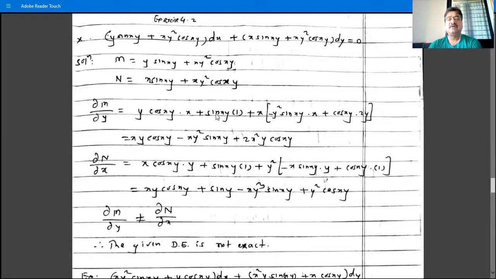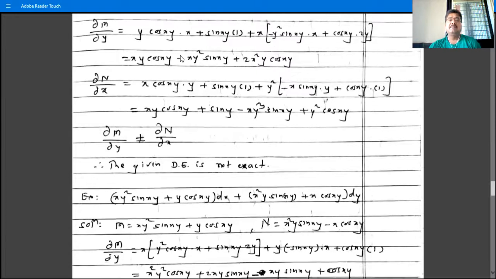The derivative of y is 1 with respect to y, plus this x is now a constant quantity, and y square into cos(xy), the derivative by using u into v but in bracket. So y square, and the derivative of cos(xy) is minus sin(xy) into the derivative of xy with respect to y, which is x, plus v means cos(xy), the derivative of y square is 2y. So after simplification, we have this answer, ∂M/∂y.